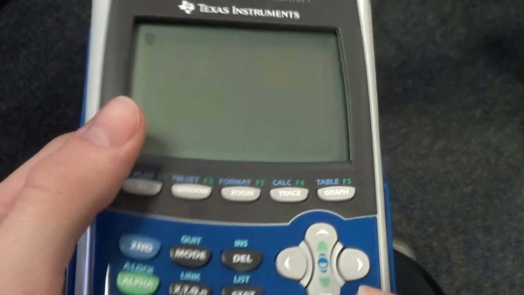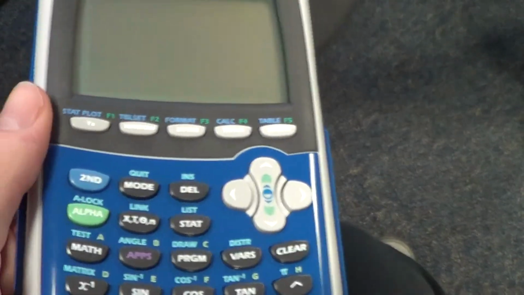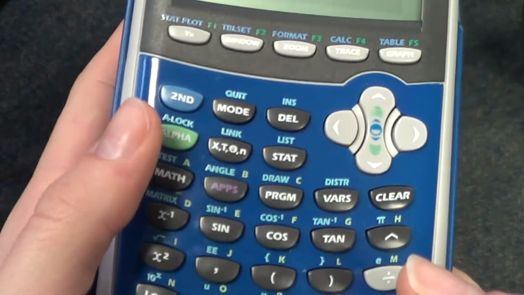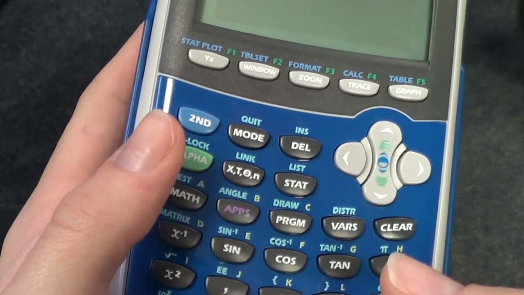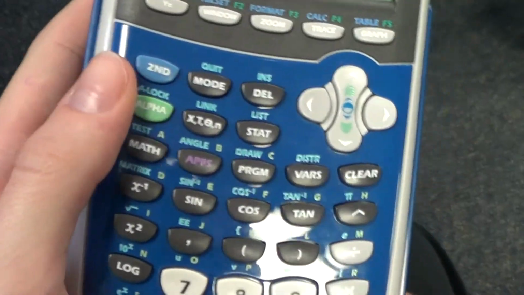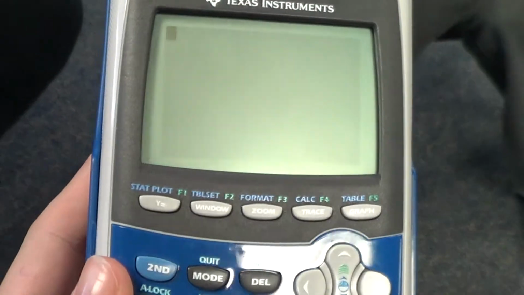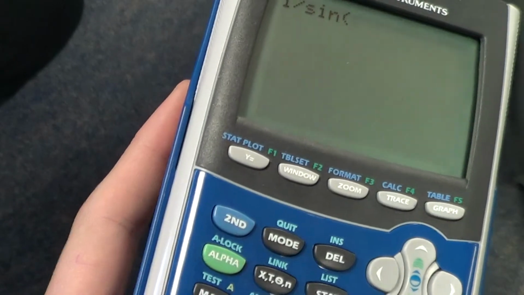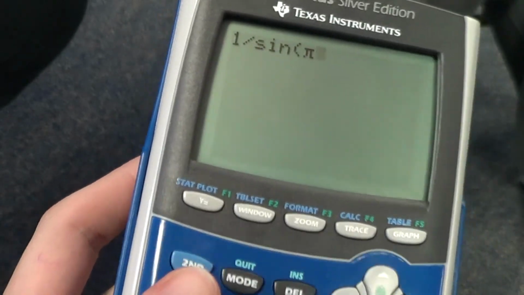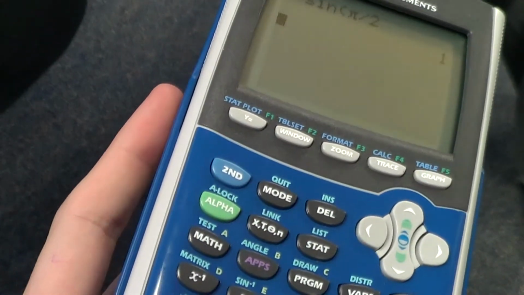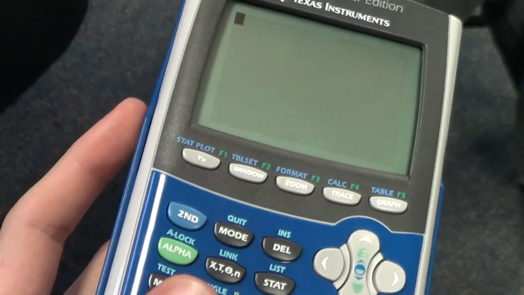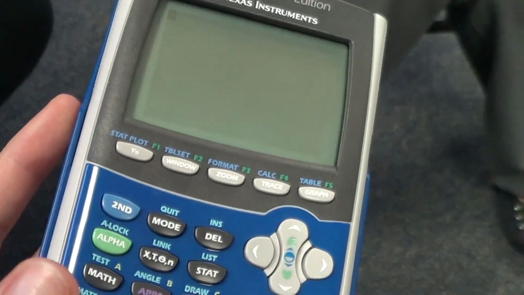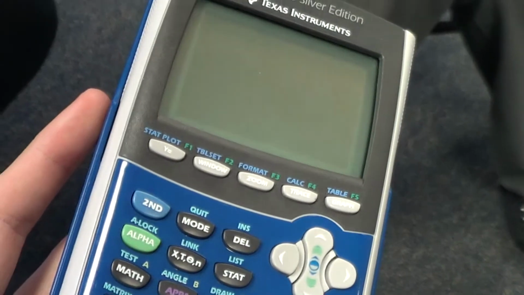On these calculators, if you want to do the inverse functions, you have to do 1 divided by sine or cosine or whatever it is, and it gives you a decimal, and that's your answer. Well, see, that's not right, because the sine of pi over 2 should be 1. So that's a problem.